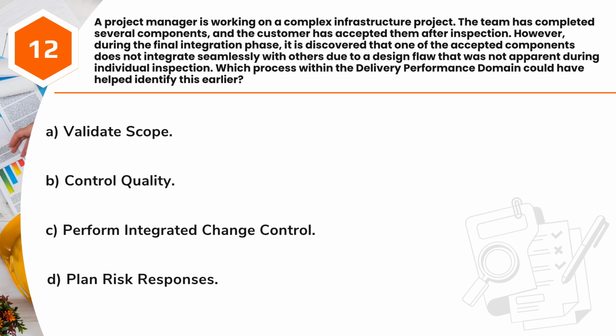Question 12. A project manager is working on a complex infrastructure project. The team has completed several components, and the customer has accepted them after inspection. However, during the final integration phase, it is discovered that one of the accepted components does not integrate seamlessly with others due to a design flaw that was not apparent during individual inspection. Which process within the delivery performance domain could have helped identify this earlier? A. Validate scope. B. Control quality. C. Perform integrated change control. D. Plan risk responses.